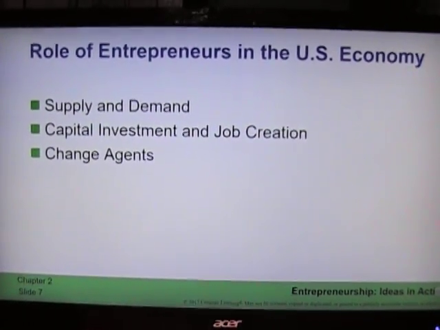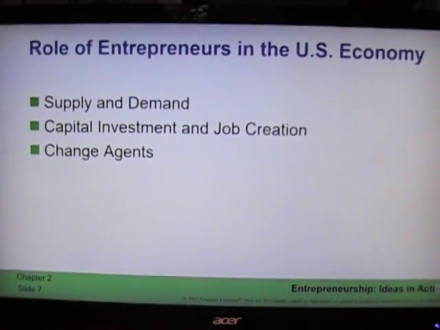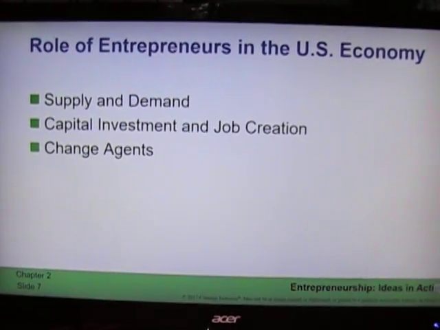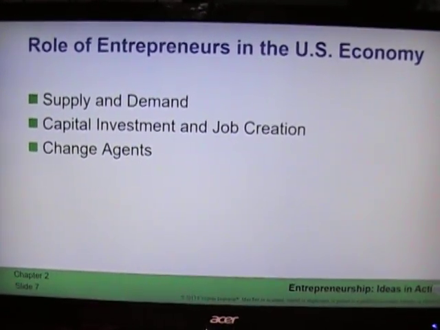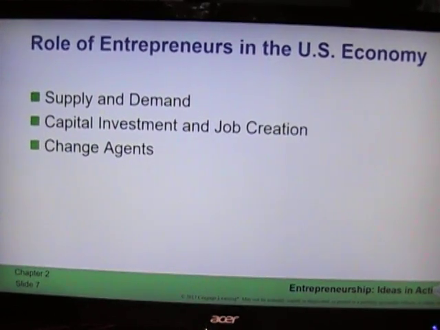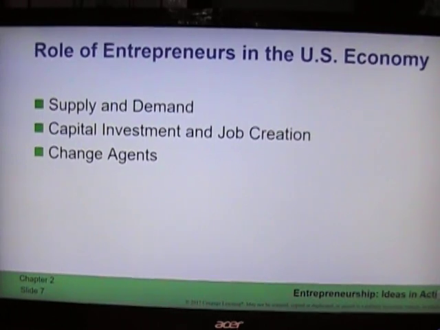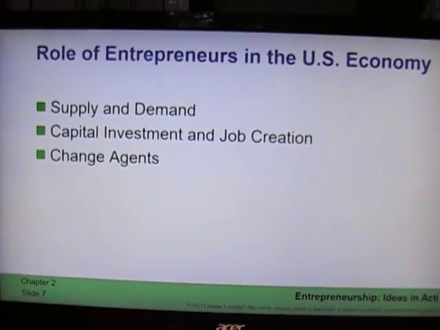For example, Steve Jobs, the founder of Apple, invented the iPod, the MP3 player, the iPhone, smartphone, etc. Bill Gates founded Microsoft. These two individuals have revolutionized work and play. When you learn about American history, you'll see that many entrepreneurs have shaped the U.S. economy.